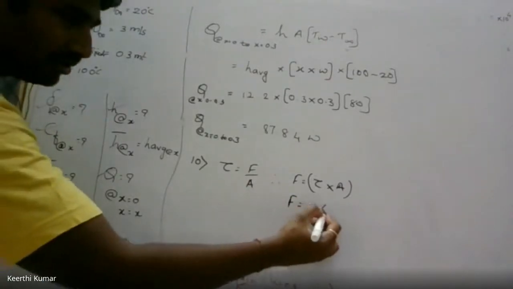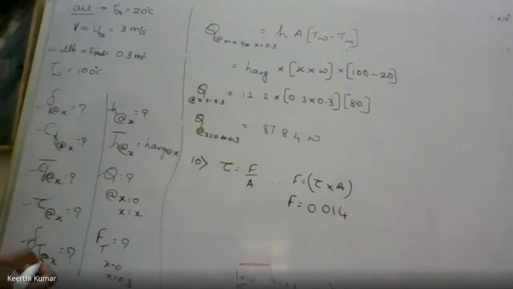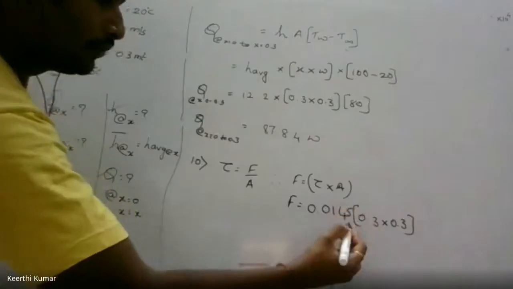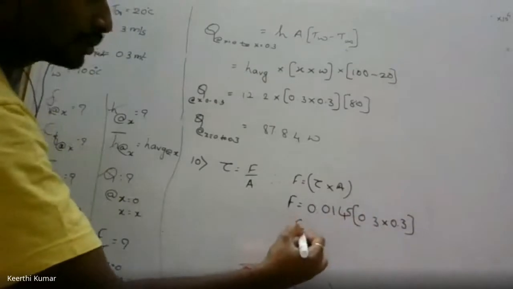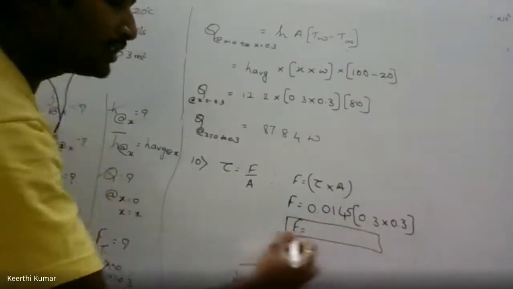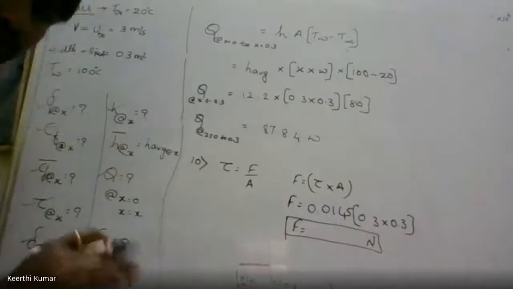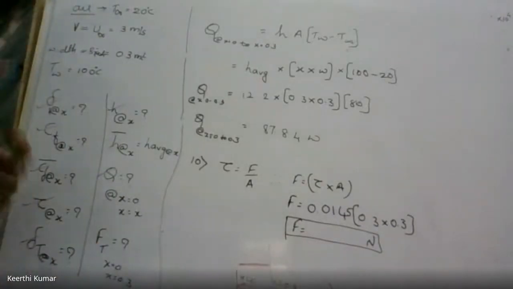Here also, F is equal to tau. So 0.0145 into 0.3 into 0.3, we will get force. We will get force only on one side. That is in Newton. That is enough because he has not mentioned two sides, so let us assume only one side. The air is blowing only on the top surface and we will solve the problem. What is F in Newton?